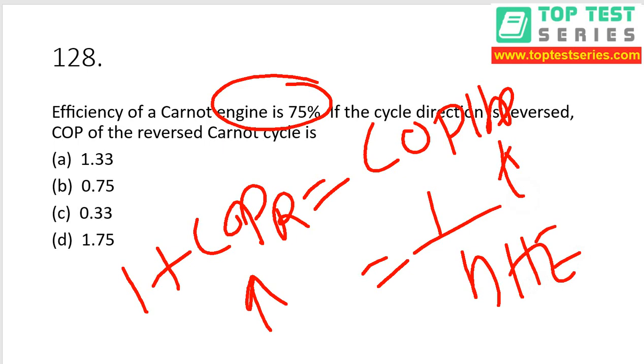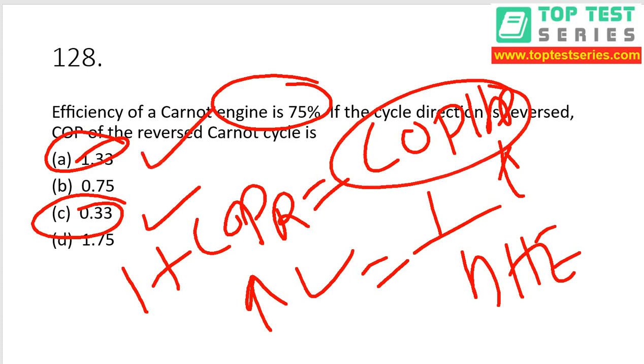So let me know, guys, in the comment section what answer you are getting. You are getting either A or C. If you are using a refrigerator, you will get C. If you are using a heat pump, you will get 1.33, that means A. So we have to just understand that, use whatever sources you are having. Just try to write the answer in the comment box. Let's see how many people are watching this video till now.